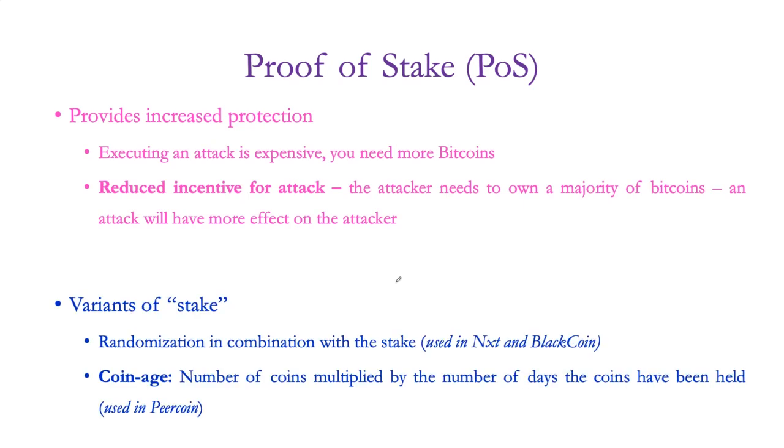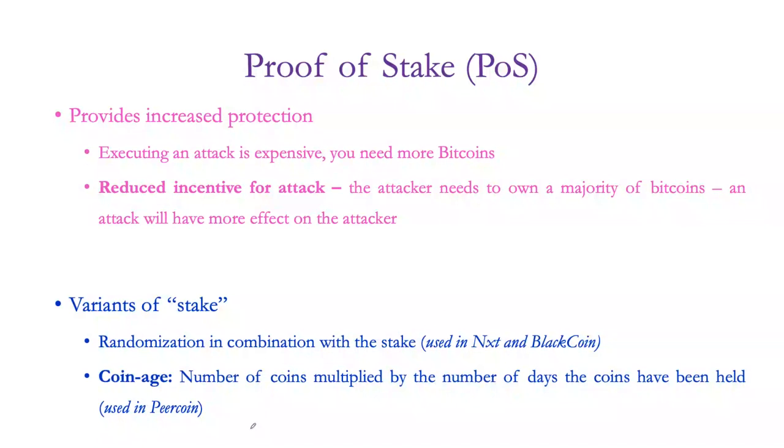So as said, regarding the variants of the stake, you can see randomization in combination with the stake that is used in NXT and BlackCoin. One approach is coin age, which is the number of coins multiplied by the number of days the coins have been held, which is used in the peer network, as we said.